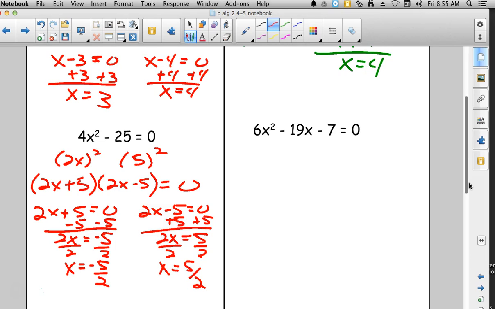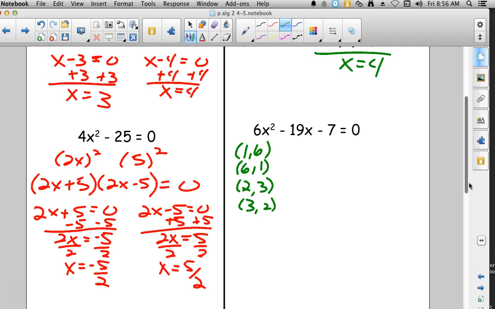6x squared minus 19x minus 7 equals 0. I am not liking the looks of that. First of all, is it ready to factor? Do we have anything we could pull out of all those numbers? That is really disappointing because that's 6. That is not fun. Because this is one of those where we go, oh gosh, I got 1 and 6, 6 and 1, 2 and 3, 3 and 2. Well, I guess it wasn't that bad. We only had 4 of them.